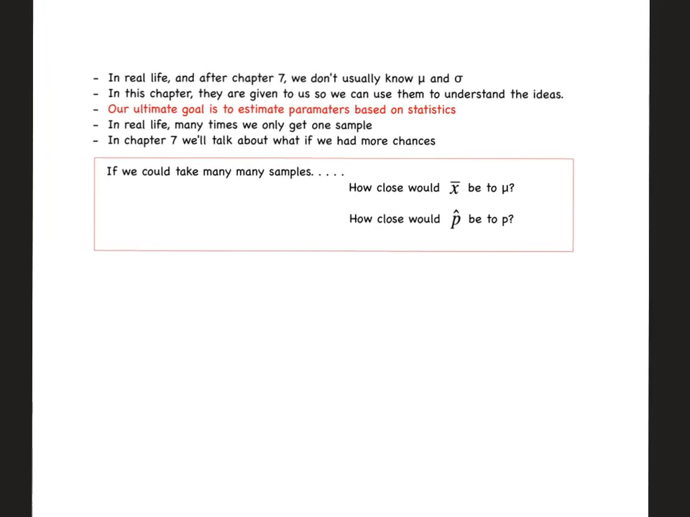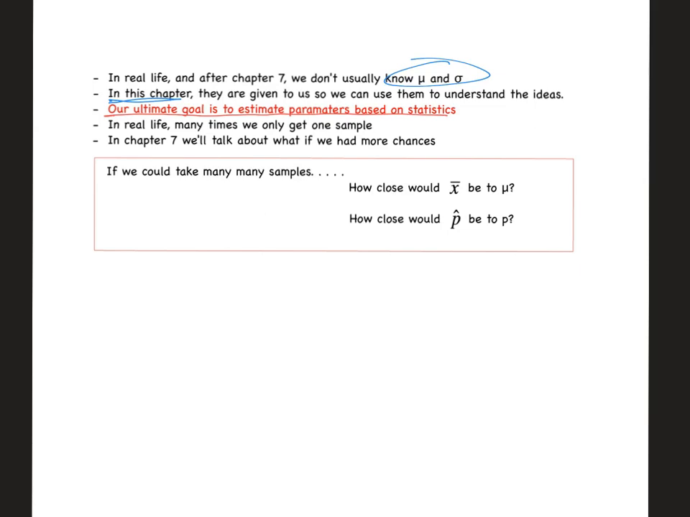I actually jumped ahead of myself, and I already said this, but it's okay to say it again. In real life, after chapter 7, we don't usually know mu and sigma. That's what we are going to try to be predicting or estimating. But in this chapter, we're going to be given those values just so that we can understand the general concepts. Moving forward, we won't know them. So in red is what I've been saying. Our ultimate goal is to estimate parameters based on statistics.